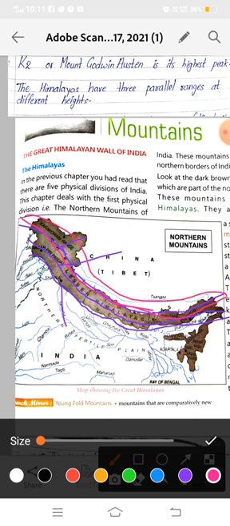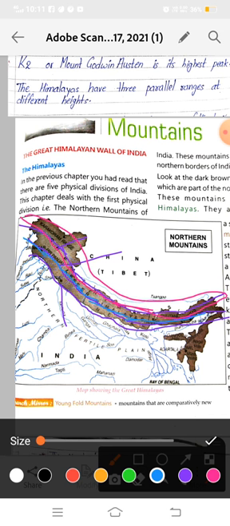Okay, this is called the inner range or Himadri. The first range is the Himadri or the Great Himalayas. And the second range is called the middle range, which is known as the Himachal range. These sky blue lines make the Himachal range. It is the second range, also known as the Middle Himalayas.